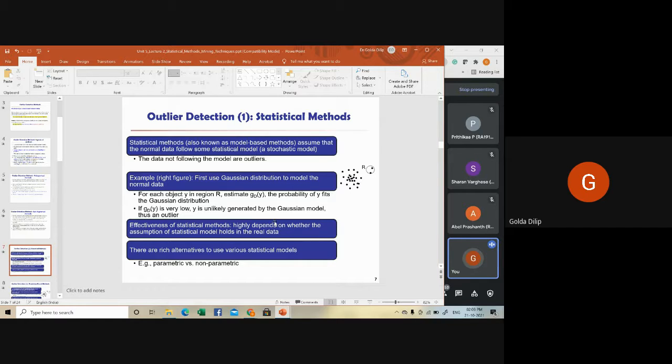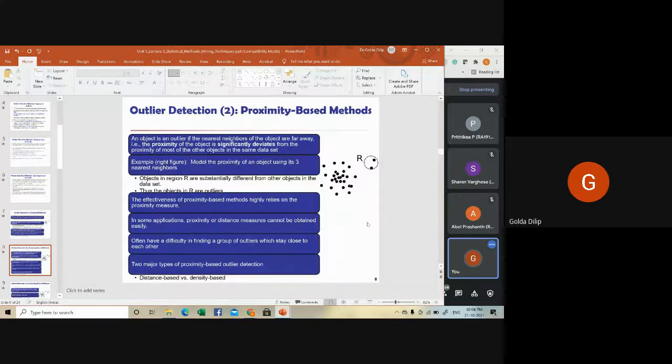When you say statistical models, they are also called model-based methods. They assume that the normal data follows some statistical model. The data not following the model will be treated as an outlier. The Gaussian distribution process is used to model the normal data. Again, the effectiveness of the statistical model depends on whether the assumption of the statistical model holds in the real data. Of course, there are so many other alternatives to it also. You have what is called the parametric method and the non-parametric method also, which should be looked into. So that's what statistical modeling is all about.